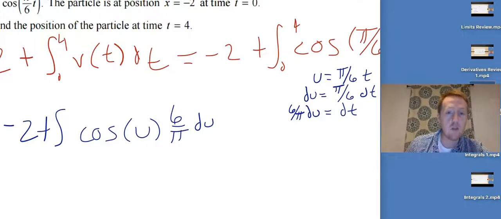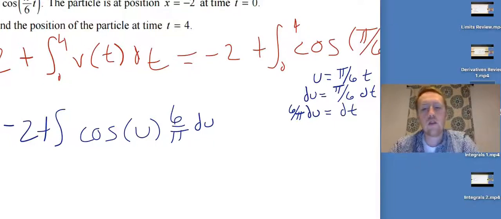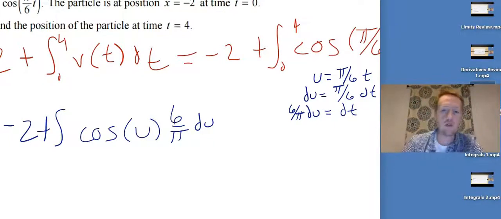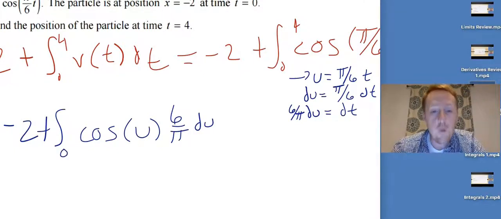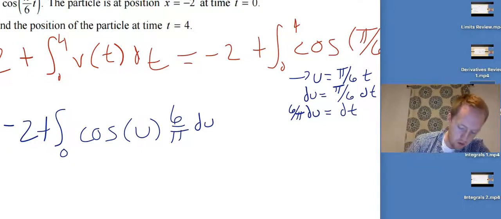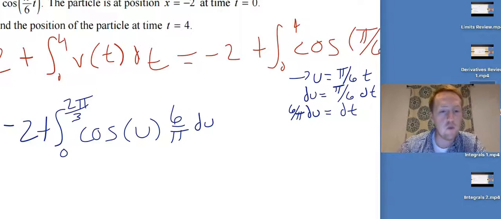Because the 0 and the 4 are t values, not u values. So when t is 0, u is, well, it's still 0. I'm just plugging into this right here. Okay, that's still going to be 0. When t is 4, u is 2 pi thirds. So again, just plugging into that u formula.